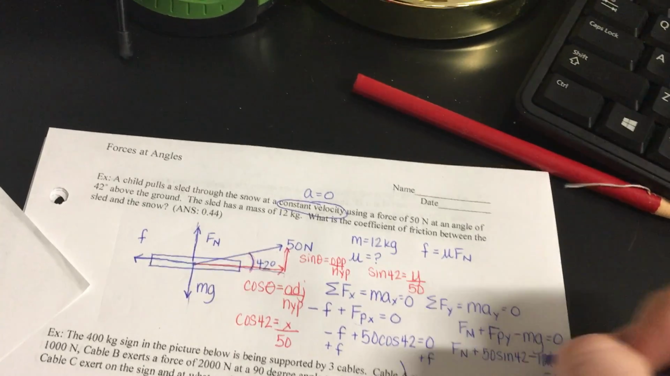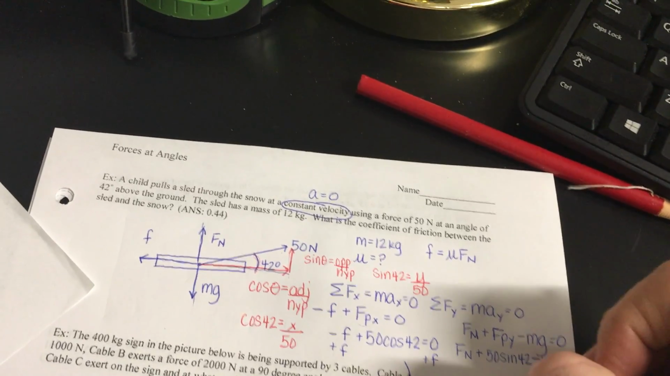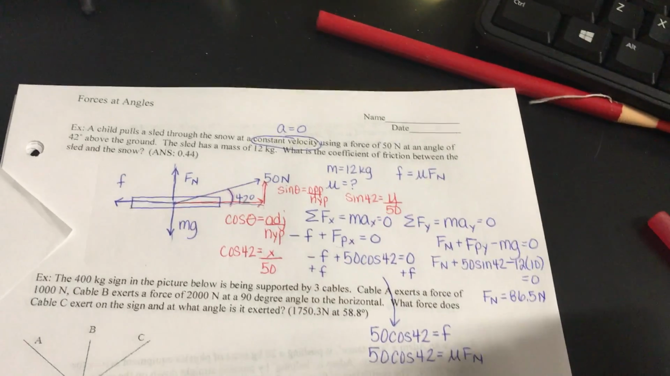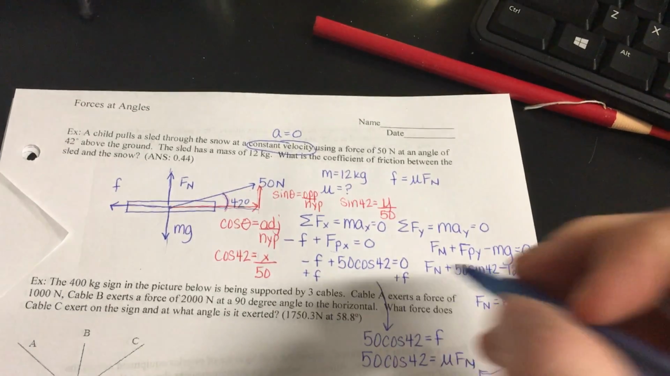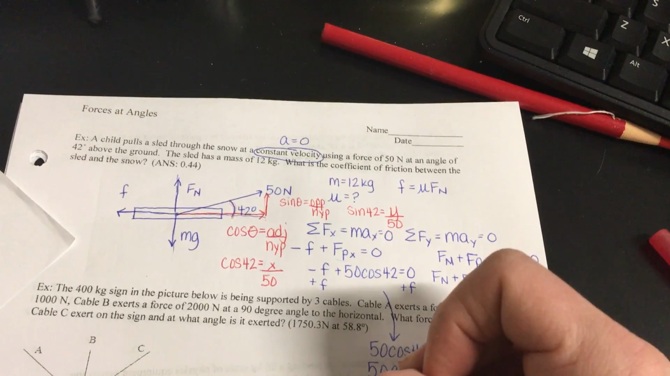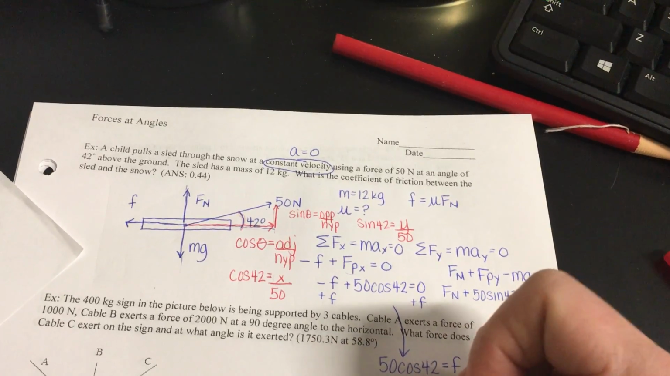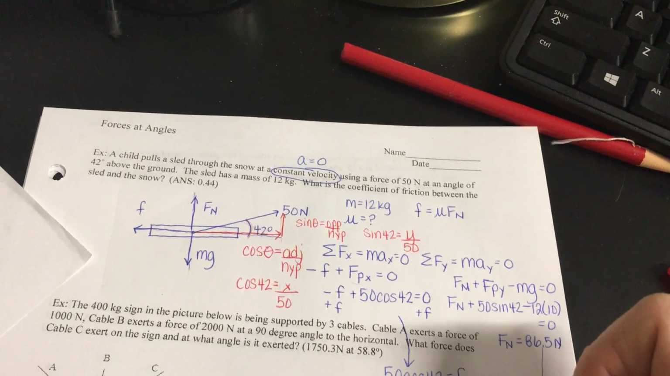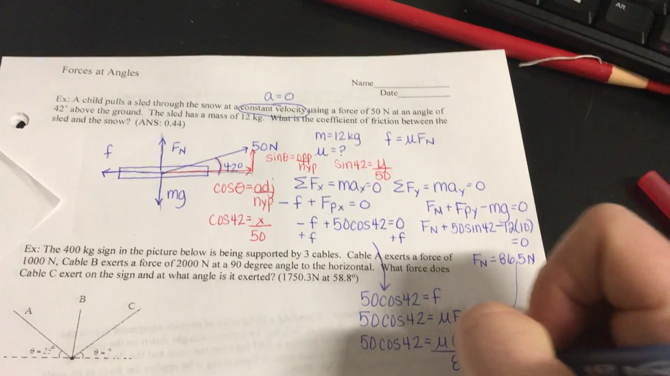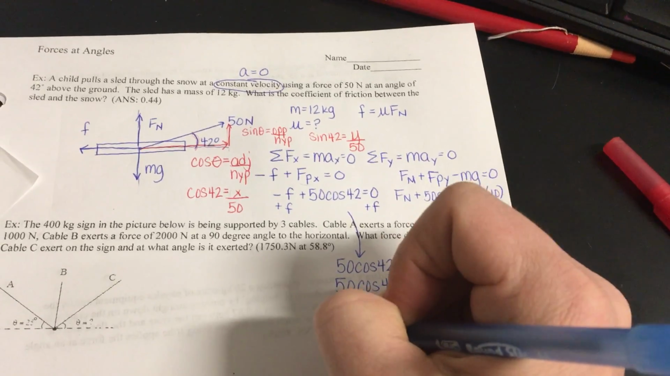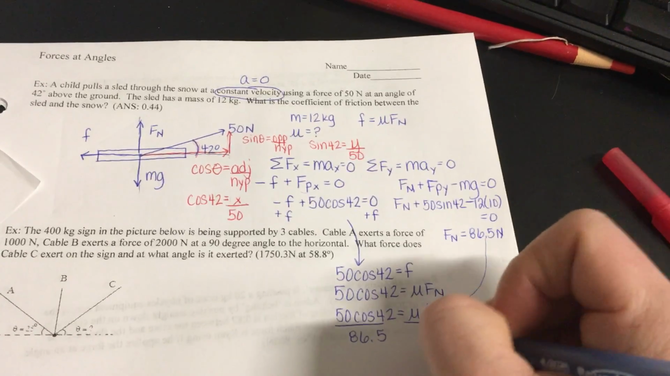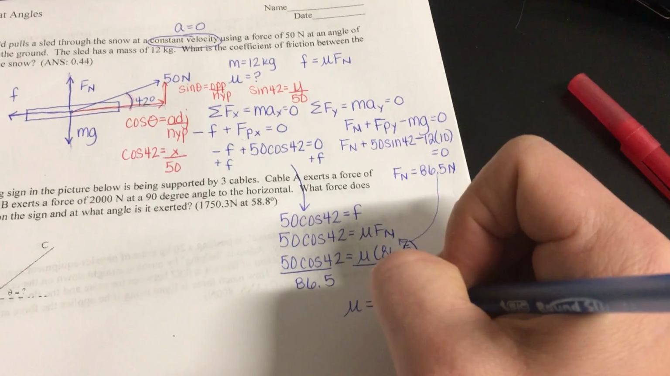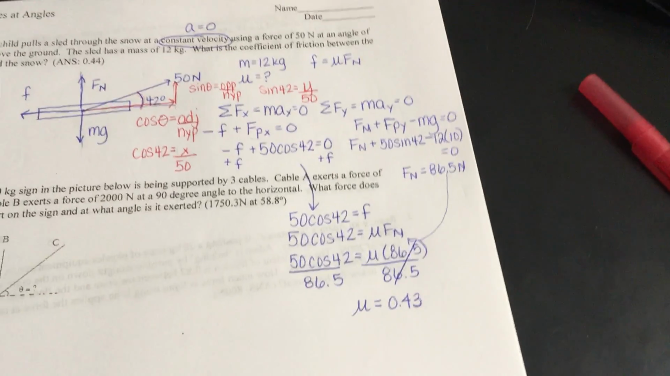And if we solve for normal force then, we get 86.5 newtons. And then plug this in over here, divide both sides by 86.5, and you get mu equals 0.43 if you are using gravity as 10.